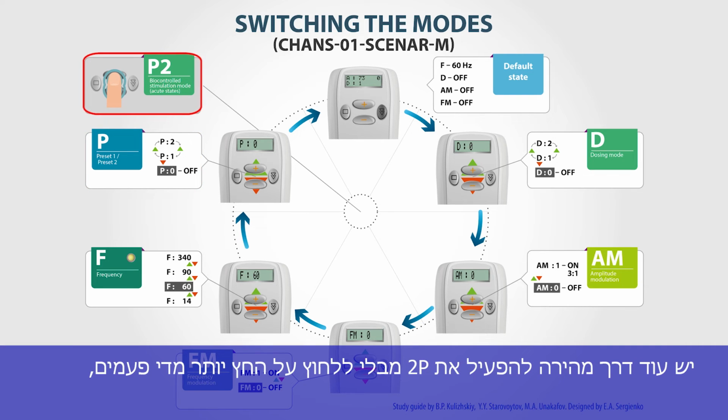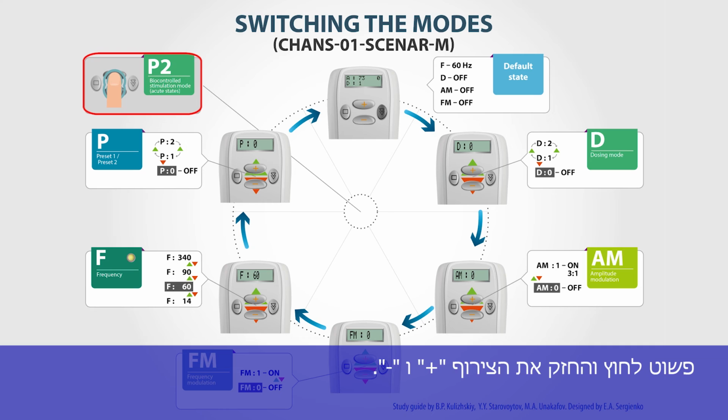There is also a fast way to switch the preset P2 on without pressing the arrow button too many times. Just press and hold the combination of the plus and the minus button.